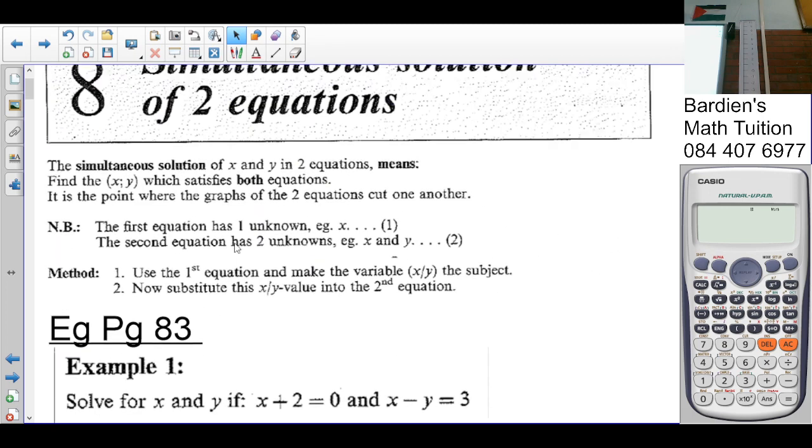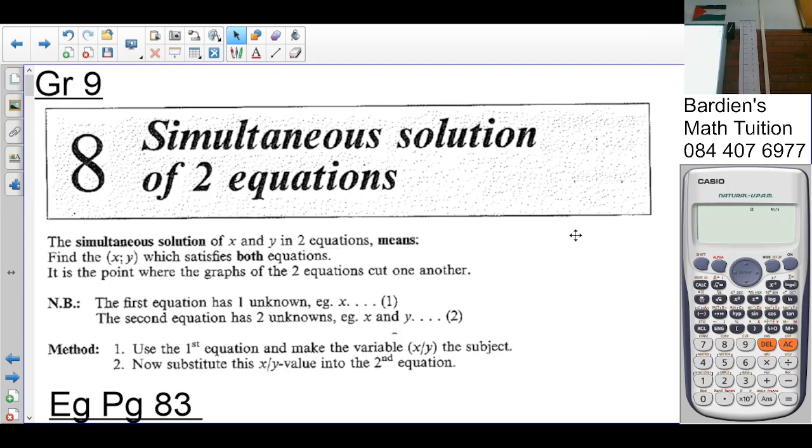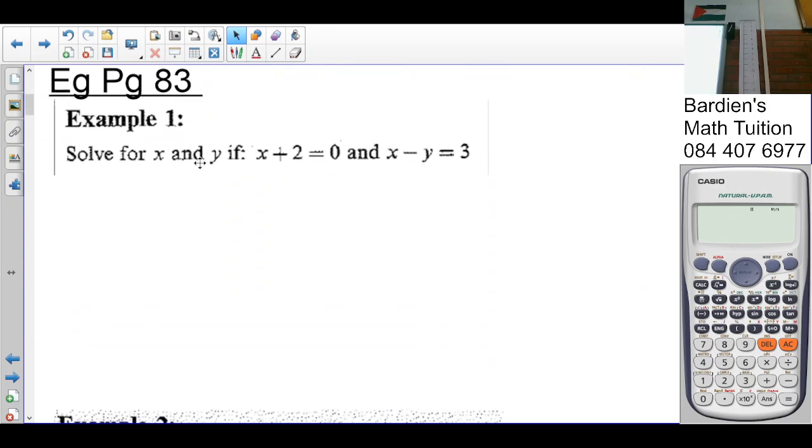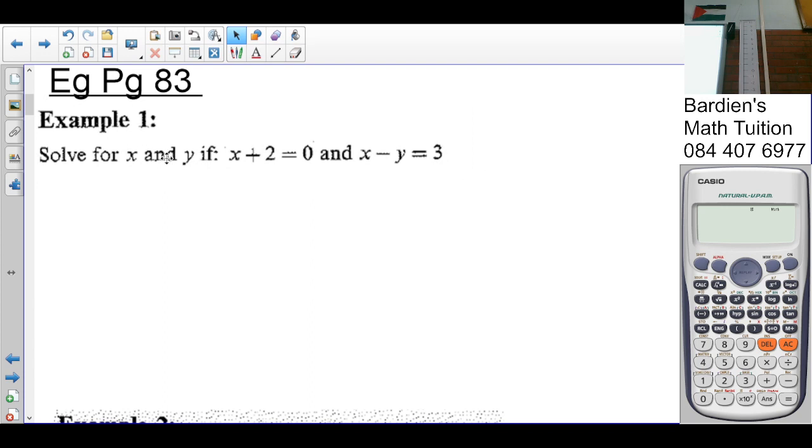At this point you have written down all of this. You all finished? Yes, sir. So let's go. In example 1, I want you to write that down. Example 1, solve for x and y if x plus 2 is equal to 0 and x minus y is equal to 3.